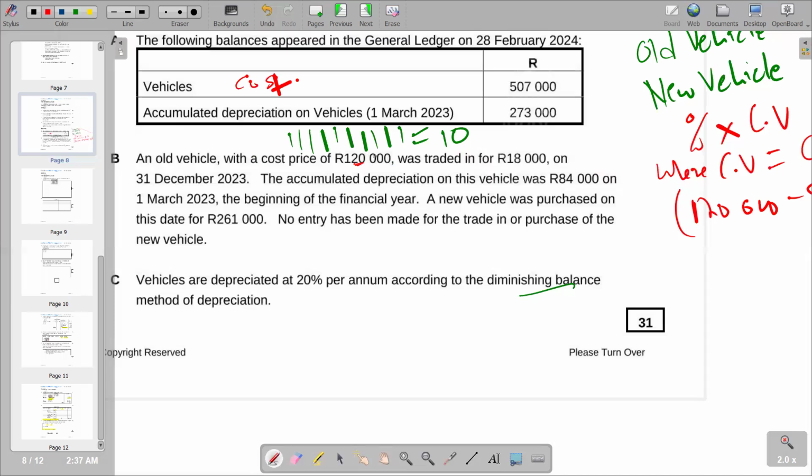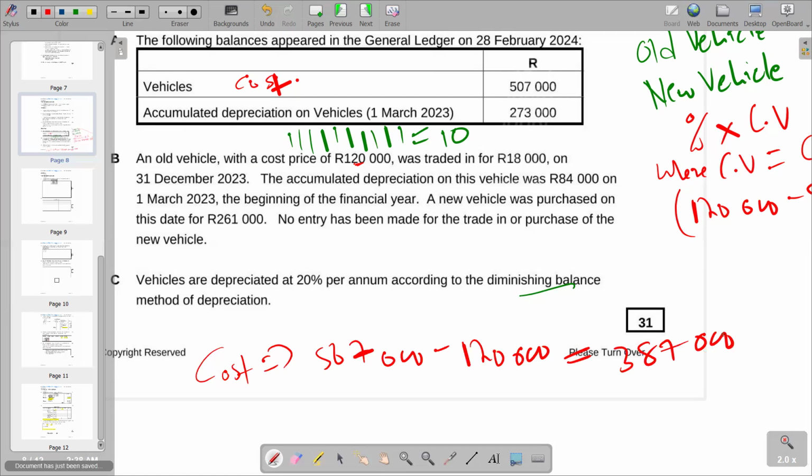Well, this one is no longer in the business. We want the old vehicles that stayed for the whole 12 months. So to find them, we are supposed to say this balance minus 120,000 of the one that was traded in. So for the cost, we are going to say 507,000 minus the cost of the traded in vehicle 120,000. And we are going to get your answer: 387,000. And then the depreciation calculation, this is the accumulated depreciation.